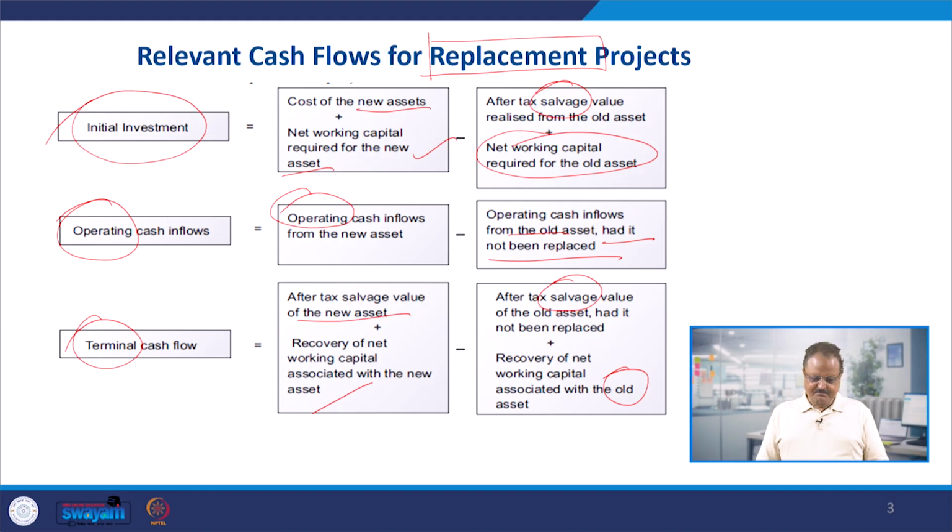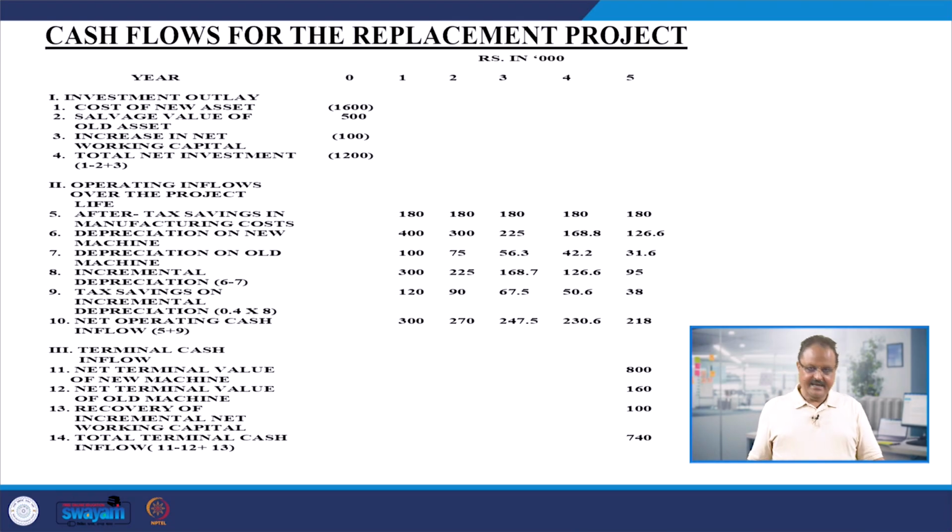So for this purpose, you have to calculate the cash flows for the replacement assets, replacement projects, and only then you will be able to get the final net cash flow. So here is an example of the cash flow for the replacement project. It's very clearly written. We have three parts here: part 1, part 2 and part 3, right. So it's very clearly given here that first of all we calculate the investment outlay for the new machine.